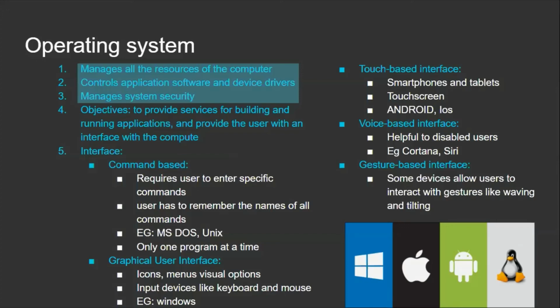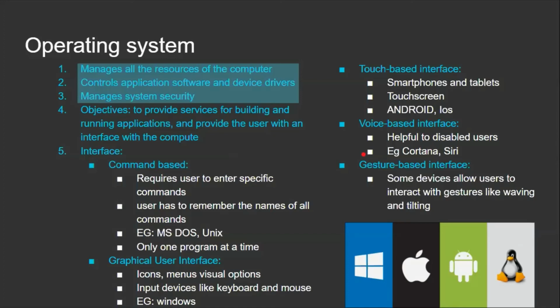Then gesture-based interface. Some devices allow users to interact with gestures like waving and tilting. One example might be your Xbox Kinect. You can do a lot of gestures, even in the Wii, all these gaming systems. And even your tablets have accelerometers, which allow you to rotate devices and so on. That's pretty cool stuff. All of these developments took over one after the other. It's taken a long time. They realized the needs of the people.